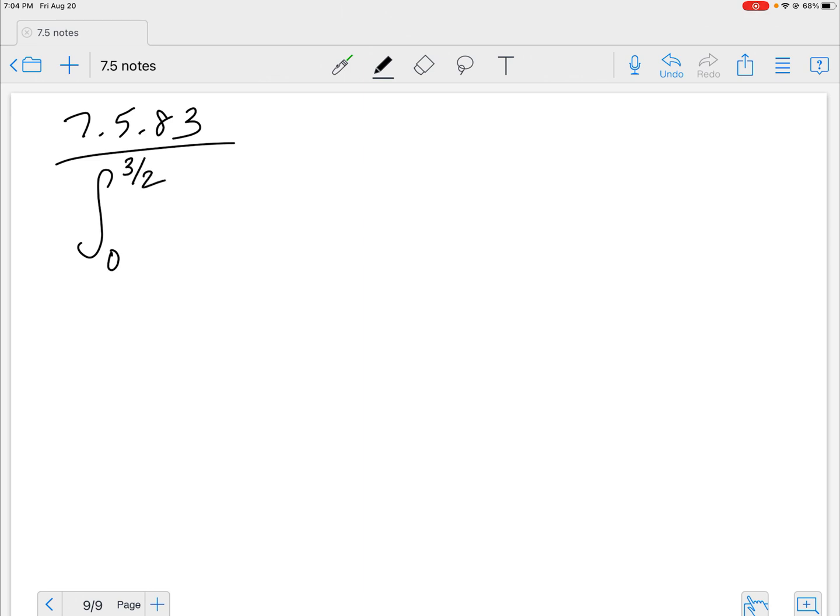Okay, so the first one I'm going to do is 7.5.83. It's an integral from 0 to 3 halves. Let me look at my paper here. I'm getting off on my lines. Here it is. dx over the square root of 36 minus 4x squared.